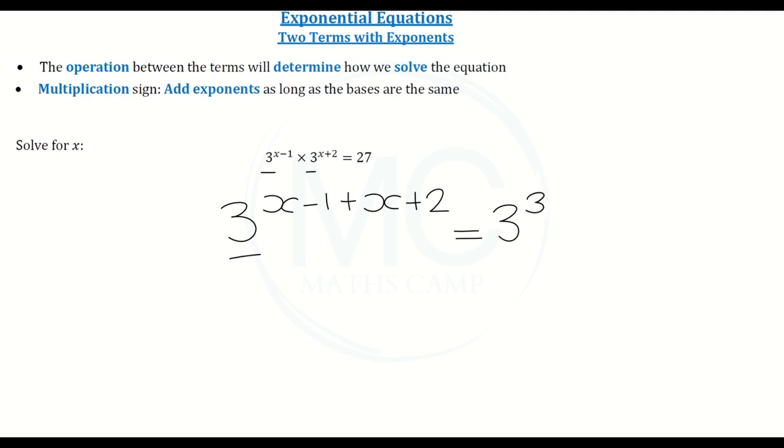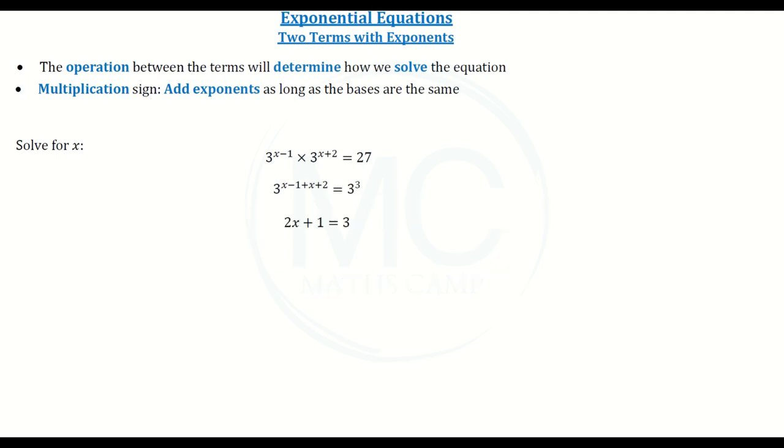Now our bases are equal, which means our exponents will be equal too. So let's add like terms within our exponents. We have x plus x, which is 2x, negative 1 plus 2, which gives us positive 1, and we make this equal to the exponent of 3.